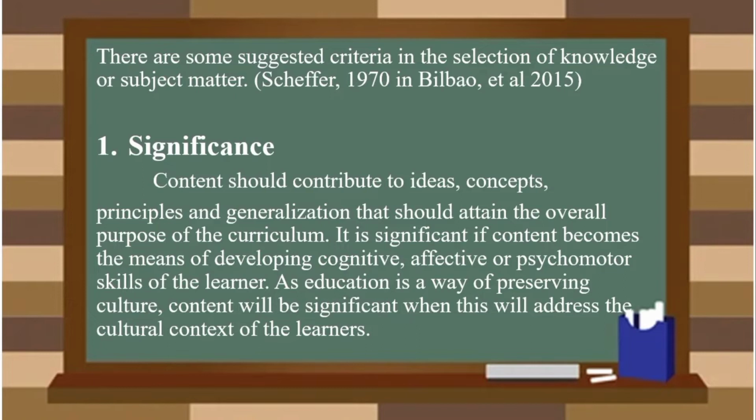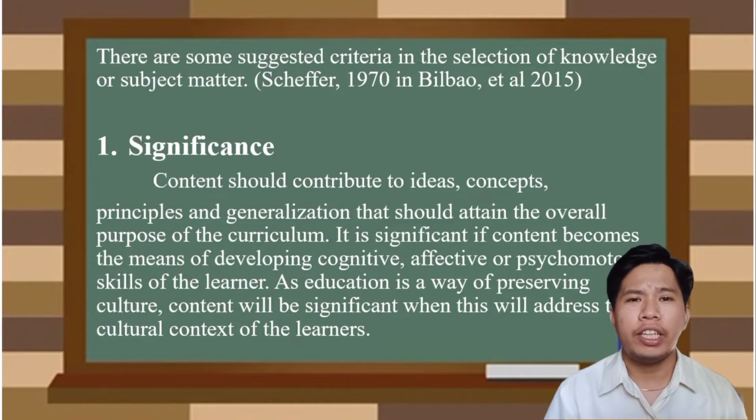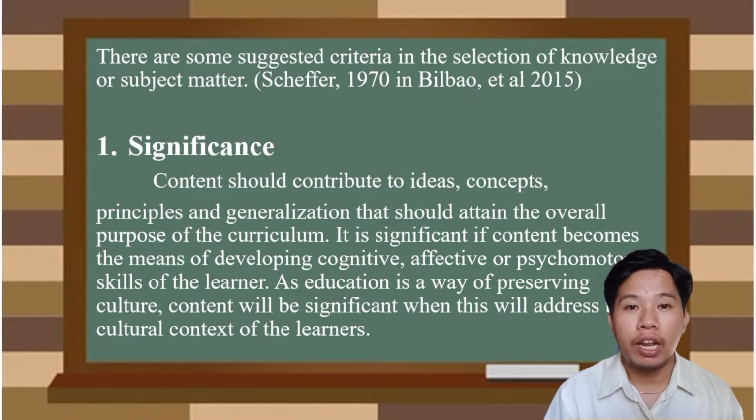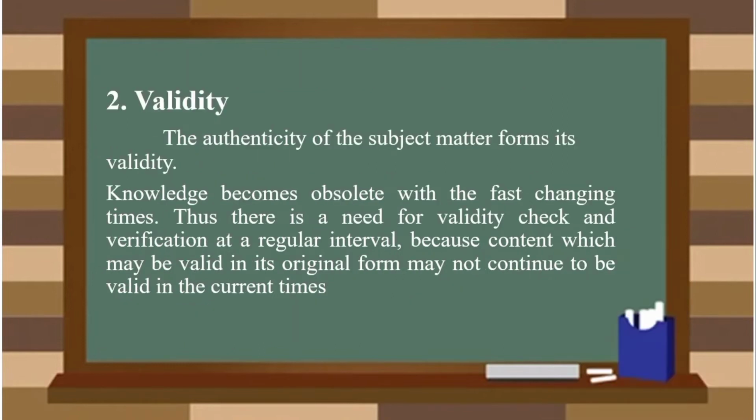As education is a way of preserving culture, content will be significant when it addresses the cultural context of the learners. The subject matter content is chosen and organized to create learning activities, abilities, processes, and attitudes. So it is significant. It also helps improve the three learning domains of cognitive, emotional, and psychomotor skills.